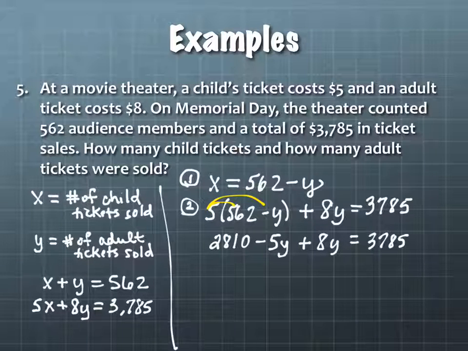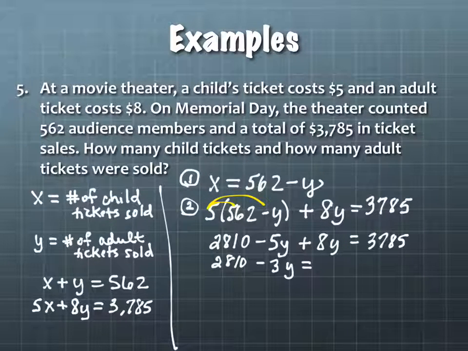All right, what would you like to do next? We have two options. Combine the y's. Okay, so the 2810 can stay put. And if I combine the y's, what do I get, Emily? 3y. Very good. And then it equals 3785. Oh, did I have my sign wrong? I do. Thank you. Yep, you're right. It's positive.